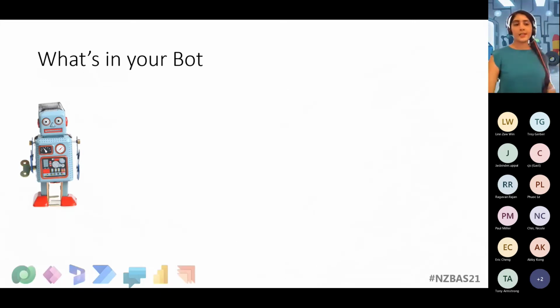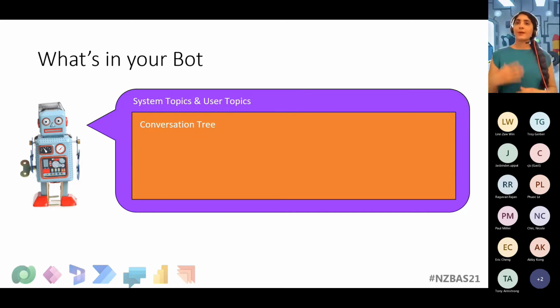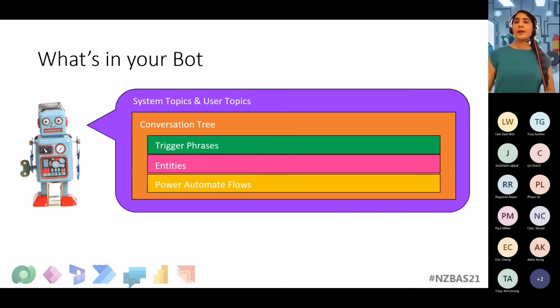So looking here, what is in our bot, like we just briefly covered. So we have our bot. Within that, we have our topics, the system topics, things like greeting, escalation that come pre-built for you. And then you can make as many user topics as you need. So these are the different scenarios your bot is going to be made up to handle. Each topic has its own conversation tree. And then the next level down is that each conversation tree has its own set of trigger phrases, entities, and flows that we can connect to it using Power Automate.